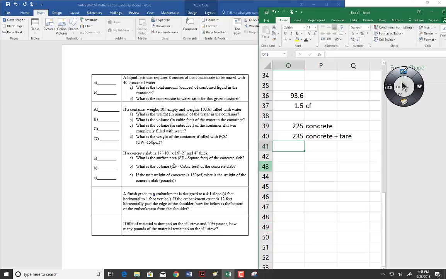Concrete slab is 17 plus 10 divided by 12, and 16 plus 2 divided by 12, and 4 divided by 12. The surface area is that times that. So that's square feet is my surface area. My cubic feet is going to be my surface area times my depth, 96. And if concrete weighs 150 pounds, what's my weight? So my weight is equal to my volume times the unit weight, which is 150. I get 14,415.